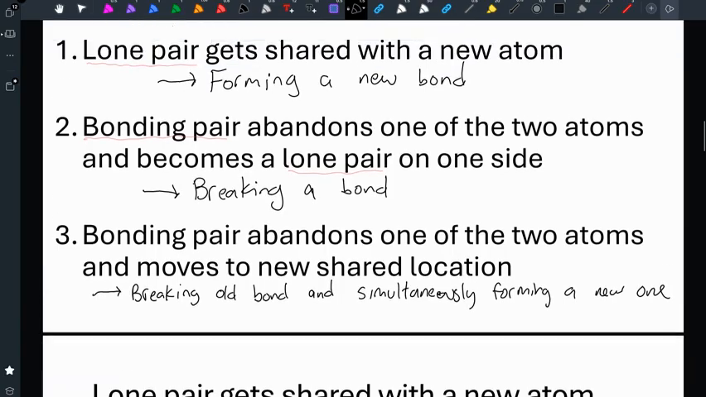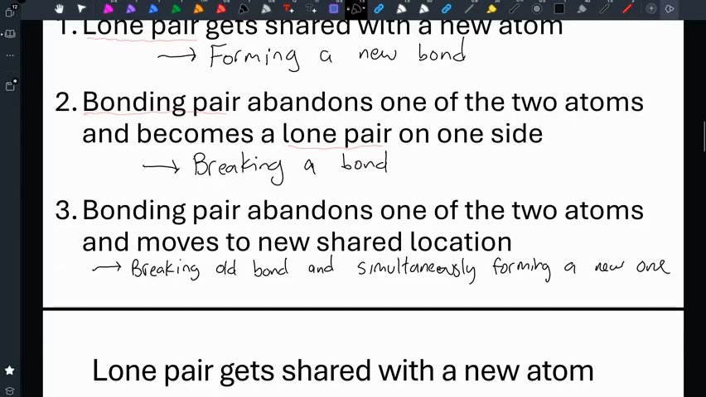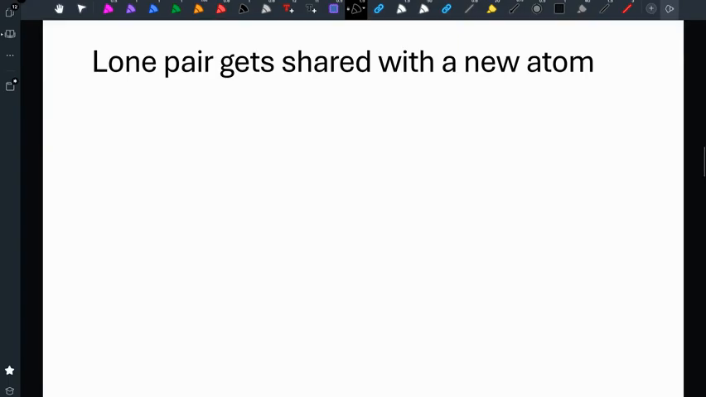So those are the 3 kinds of moves. I want you to keep that in mind. I will show you some common mistakes a little later, but these are the 3 kinds of moves. So first, a lone pair getting shared with a new atom. So I'll give you an example of that.